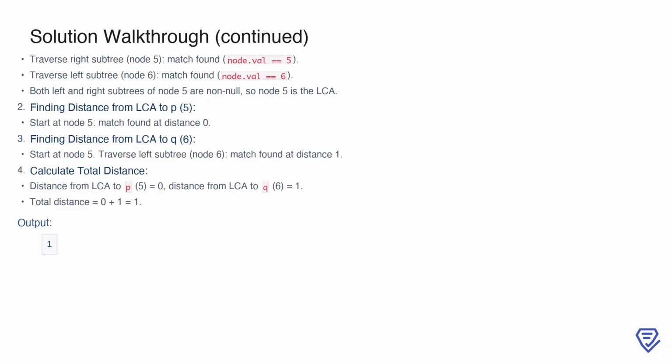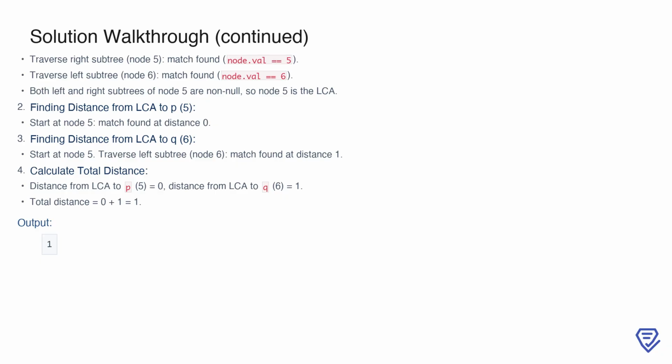Beginning at the root node, 1, we see that it doesn't match either of the target nodes, so we traverse the left subtree to node 2. At node 2, we also find no match and continue exploring its left and right subtrees. The left subtree leads to node 4, which does not match, while the right subtree reaches node 5, which matches one of the target nodes.